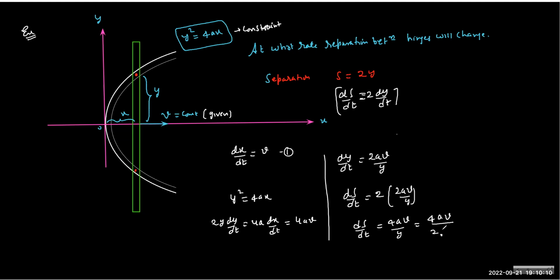So y is 2 under root ax. So it is like twice under root of a by x. So given the x, you can find the ds by dt at any instant. So these kinds of group problems are also very famous in kinematics.